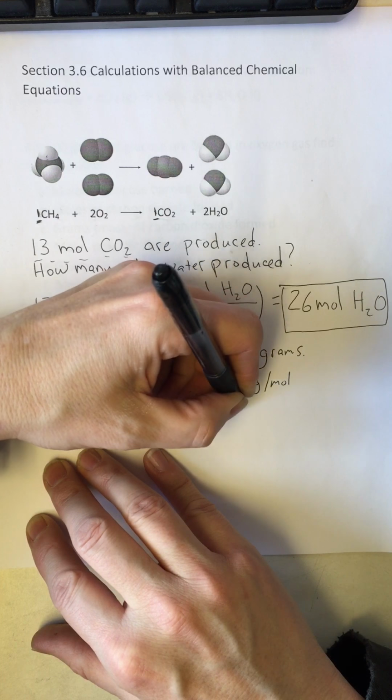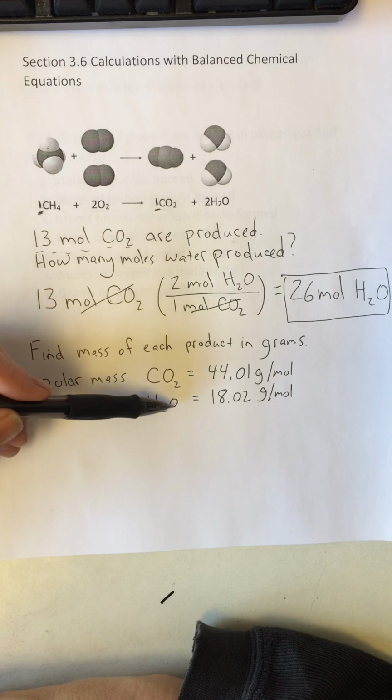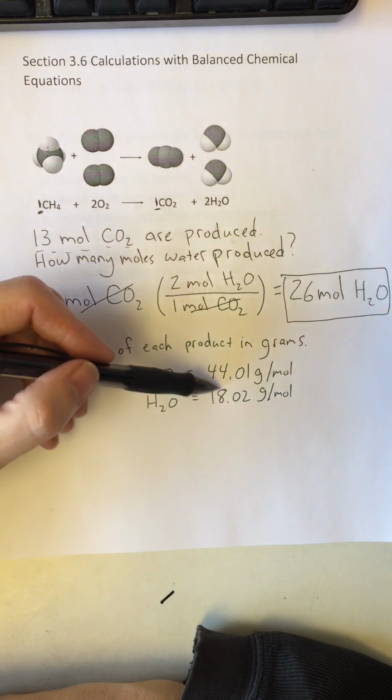Well, we looked up in the periodic table the molar mass of carbon, which was 12.01. We looked up the molar mass of oxygen, which was 16.00. There are 2 oxygens, so 16.00 times 2 is 32.00, plus 12.01, you get 44.01. For water, similar idea. Each hydrogen is 1.01, 2 times that would be 2.02, plus 16.00 is 18.02.